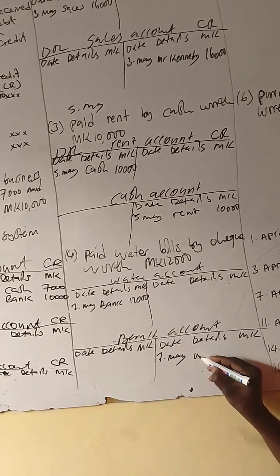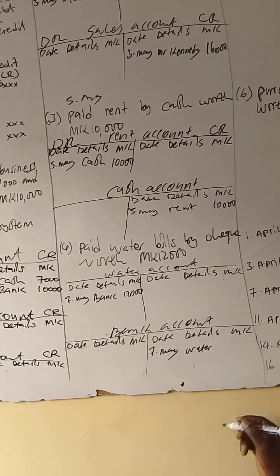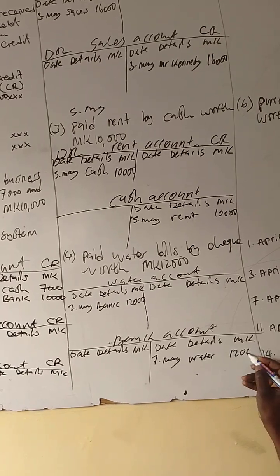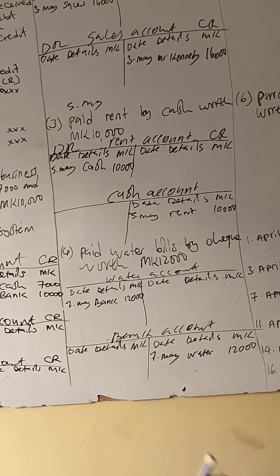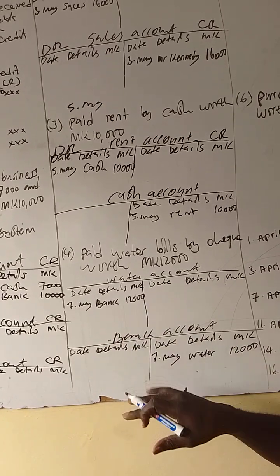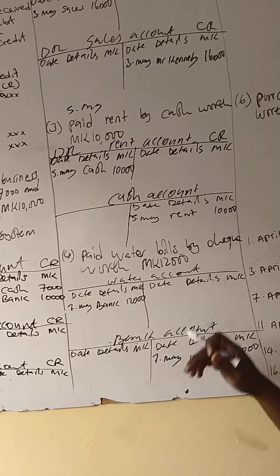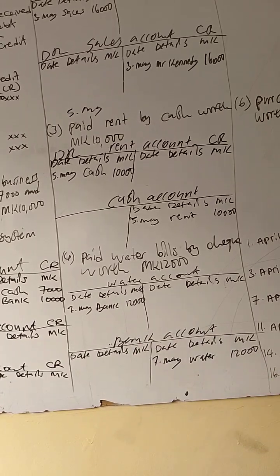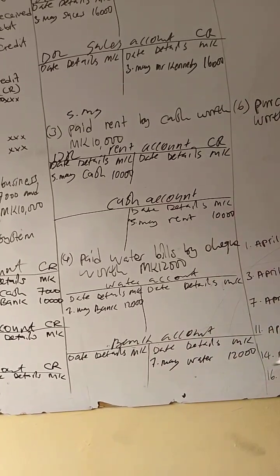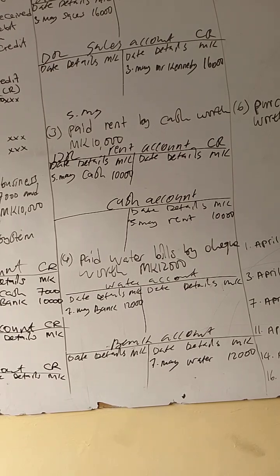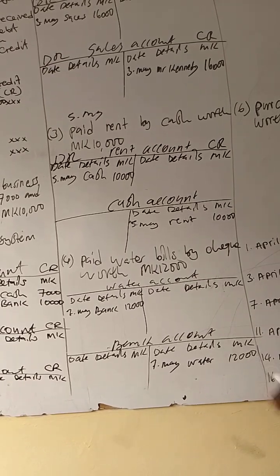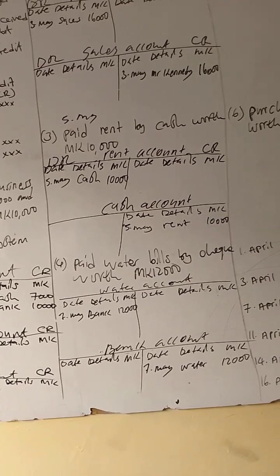So this means you now have to say water, amounting to 12,000. That is very true. One account which receives, you debit, and one account which gives, you credit. Understand? So that is what we call the double entry system. Now let's go to another transaction.